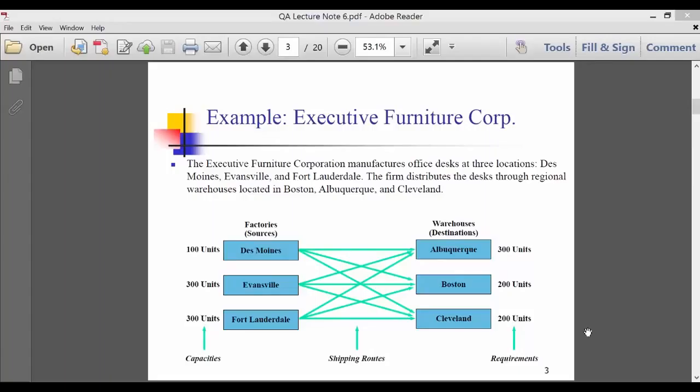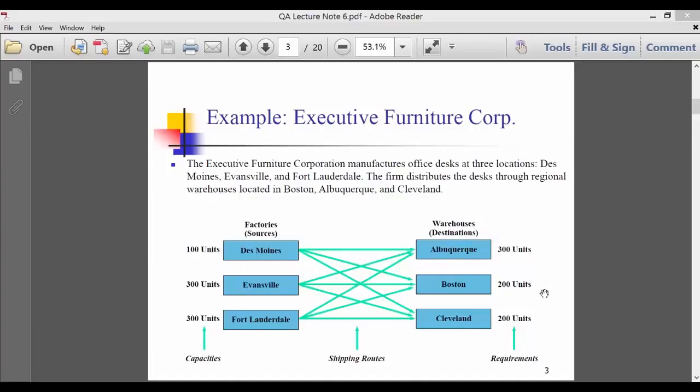Okay, now let's talk a little bit about the transportation model using LP format. For the transportation model, let's use the simple Executive Furniture Company case, as stated in the lecture notes. In this case, there are three facilities, three plants manufacturing our products, and we also have to serve three markets. Each plant carries a constraint specified by its capacity. For plant 1 in Des Moines, the capacity is that it can only produce up to 100 units.